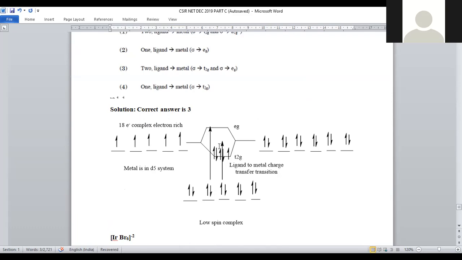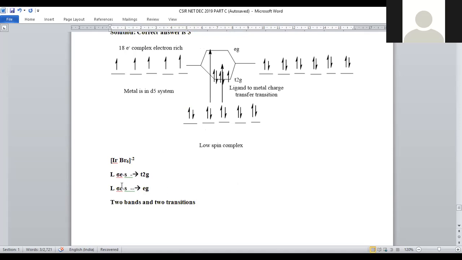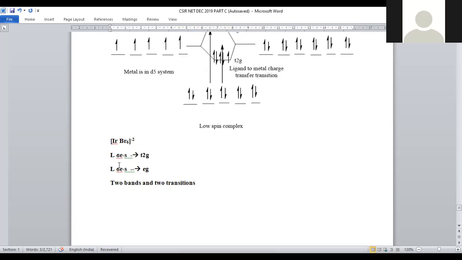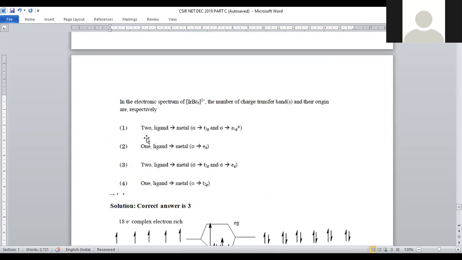Ligand sigma-bonded electrons can be excited into the T2g orbital, and ligand sigma electrons can be excited into the eg orbitals as well. So you can predict two kinds of transitions within the low spin molecule. Ligand sigma electrons can be excited into T2g, and ligand sigma electrons can be excited into the eg orbital. The possible bands are two, and the two possible transitions are observed.